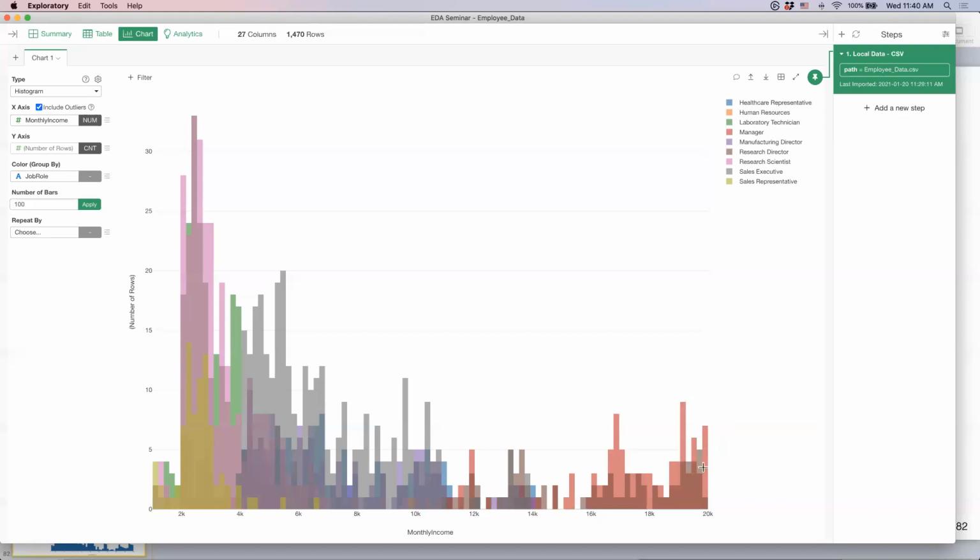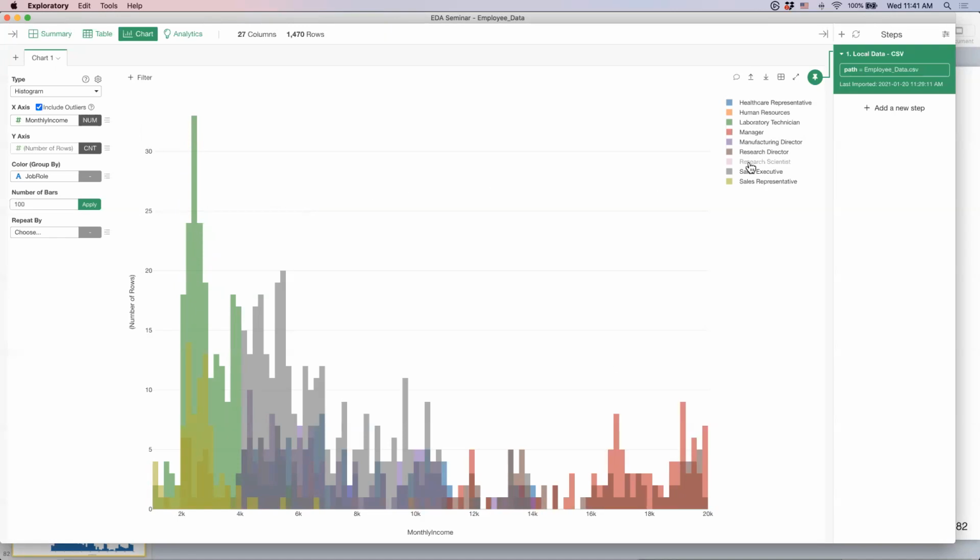This seems to be manager people. And then the Empire State Building looking shape, I said, was like a research scientist. And it seems like behind this pink there is something else as well. Like, I'm just going to hide the pink. And there's this green color, which is a laboratory technician. So these people are making much less salary than the manager or other folks, right?